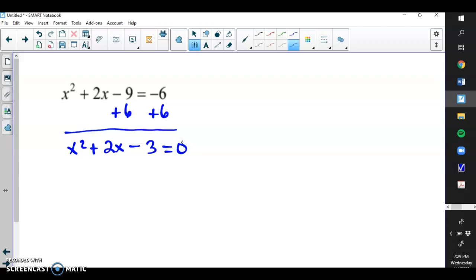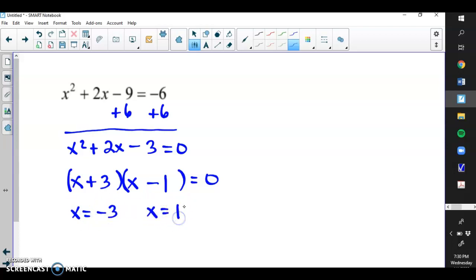Now we have a quadratic that is set equal to 0, and we can solve. What values add up to positive 2 and multiply to give negative 3? One number has to be positive and the other one needs to be negative, so they multiply and give a negative. If you're thinking about positive 3 and negative 1, you're correct. Our final step is to solve. For the first parentheses, x equals negative 3, and for the second parentheses, x equals 1.